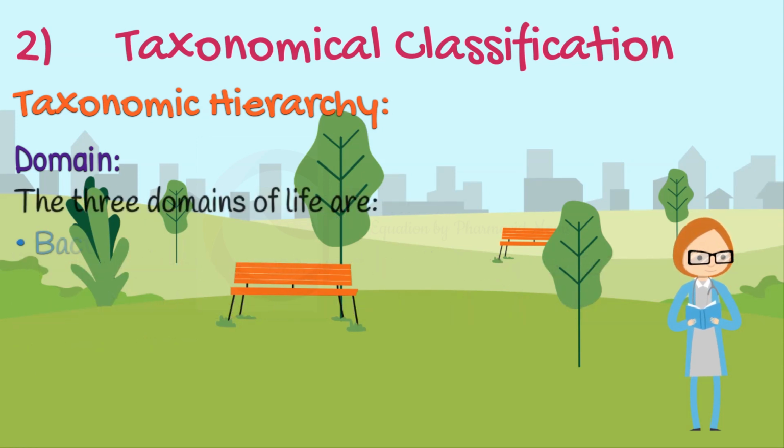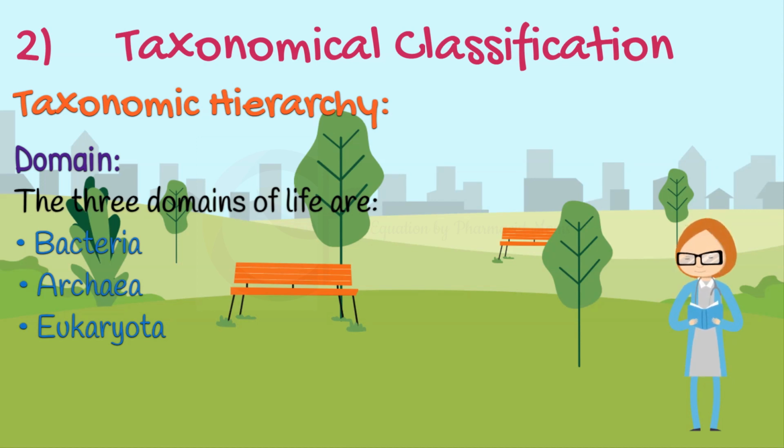The 3 domains of life are bacteria, archaea, and eukaryota. Eukaryota, or every living thing on Earth that is not a bacterium or archaean, is more closely related to the domain archaea than to bacteria.